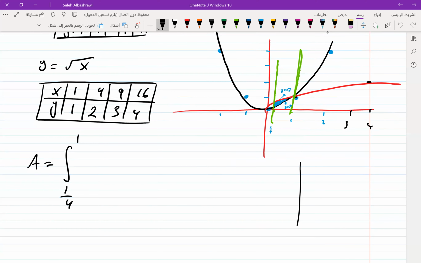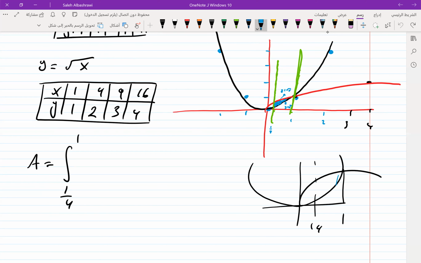Just to make it clear, this is the graph. I'm just enlarging the same thing here. This is 1 and this is 1 over 4. And we are looking for this area. This is y equal to square root of x, and down is y equal to x squared. So the area is the upper function minus the lower function. The upper function is square root of x, lower function is x squared dx.